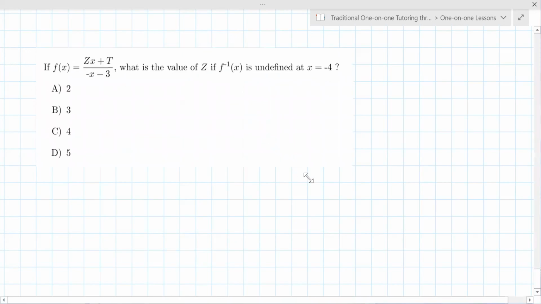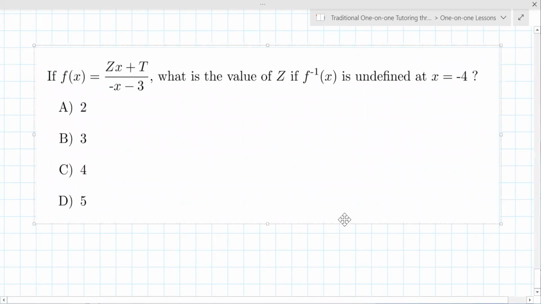Okay, here is the question. We'll read it together. If f of x equals (zx plus t) over (negative x minus 3), what is the value of z if f inverse, that means inverse there, is undefined at x equals -4? Okay. So there's actually kind of 3 things here.